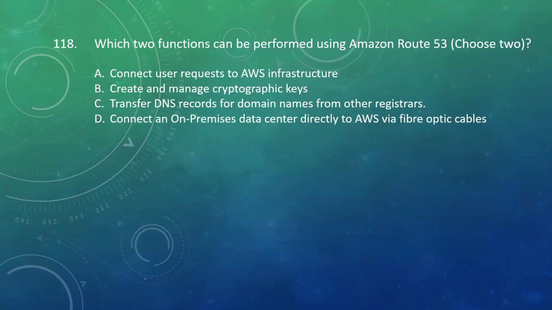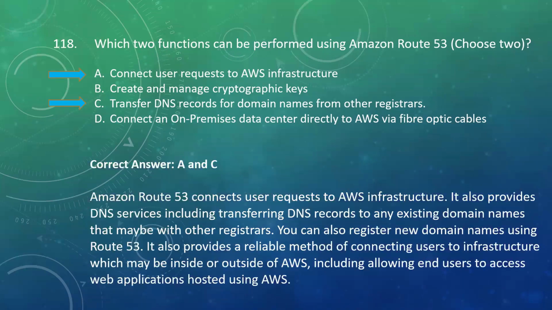Moving on to next question. Which two functions can be performed using Amazon Route 53? You need to choose two right answers. Your options are connect user requests to AWS infrastructure, create and manage cryptographic keys, transfer DNS records for domain names from other registrars, connect an on-premise data center directly to AWS via fiber optic cables. So the right answers are option A and option C.